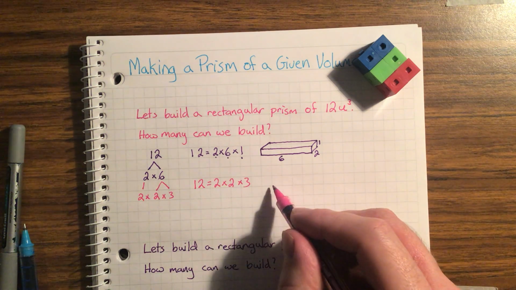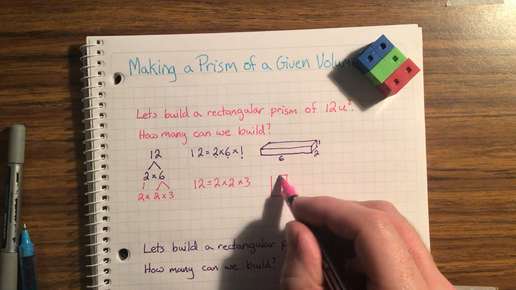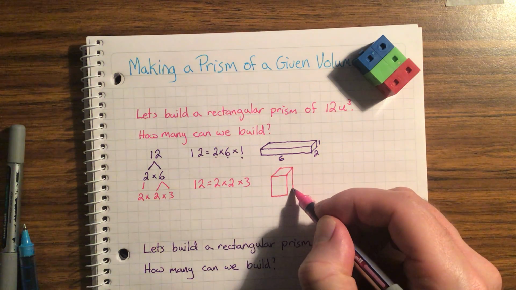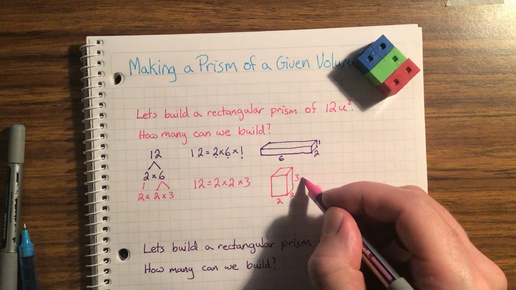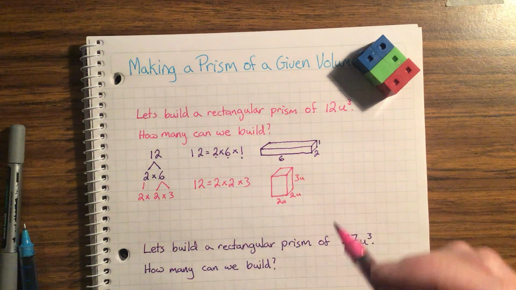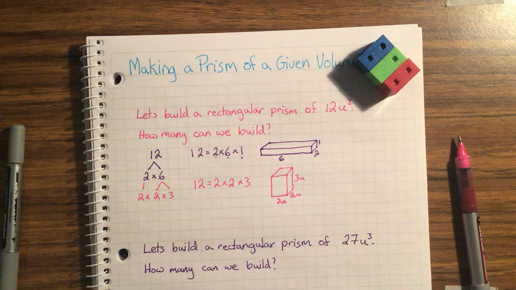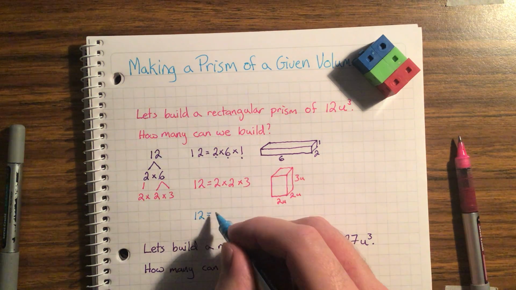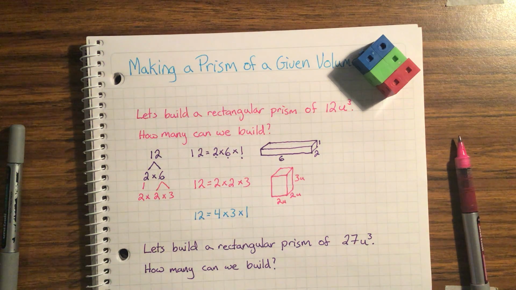So now this one. I've got 3 as my height, so I'm going to make this one. It's going to look something like this. 2 times 2 times 3. Each one of these is just 2 units. Is there another way that I could do 12? Well, there is another way. Look at this way. 12 is equal to 4 times 3 times 1. There's another way, 4 times 3 times 1.